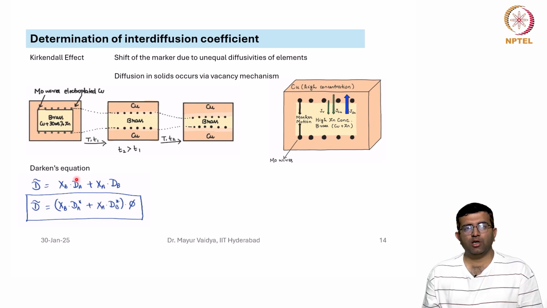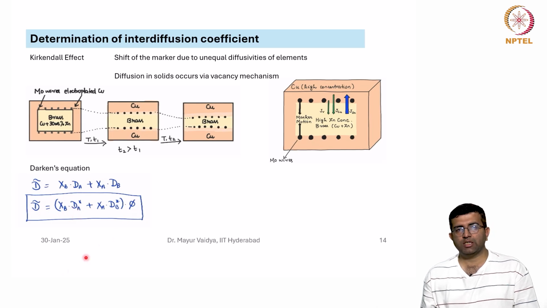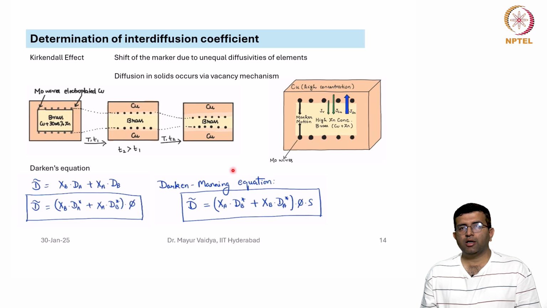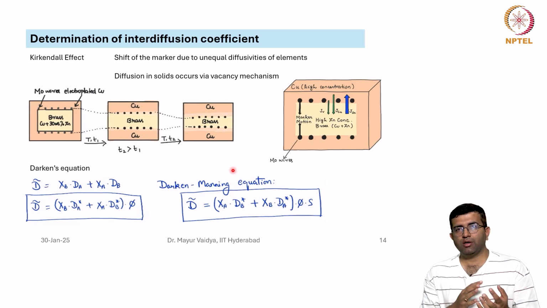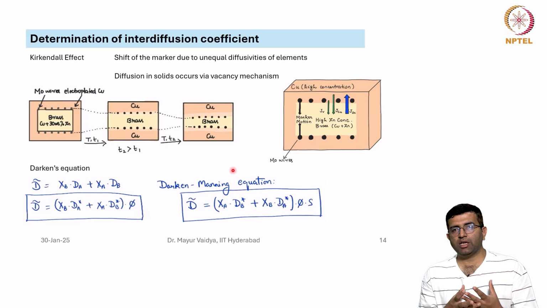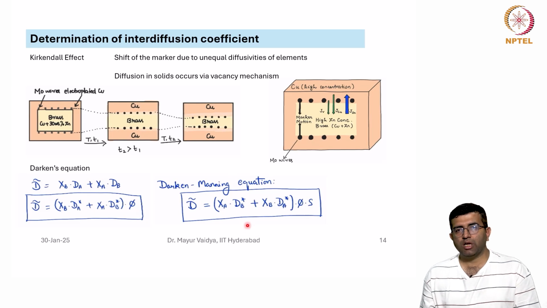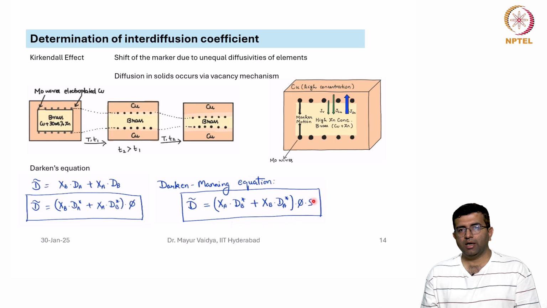And we can also express this relation with respect to the tracer diffusivities, then a thermodynamic factor phi has to be multiplied. Then Manning introduced a correction where the vacancy wind effect has to be taken into account. So the Darken equation was modified by multiplying a factor S, which is also known as the vacancy wind correction term.